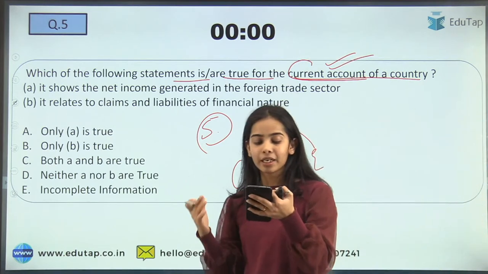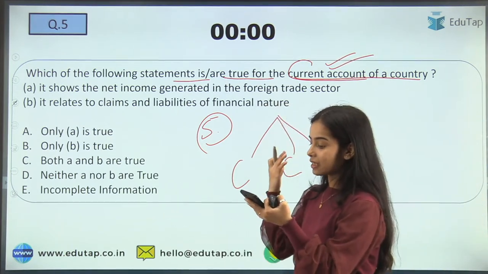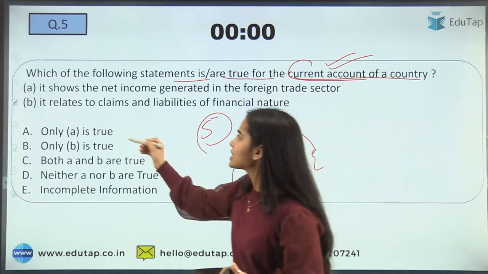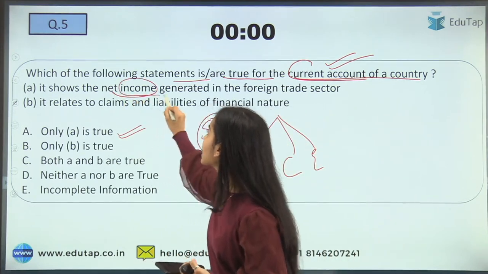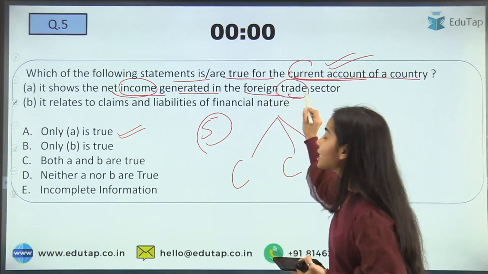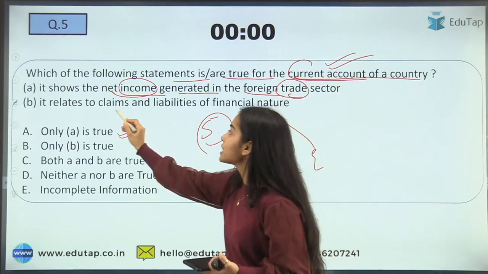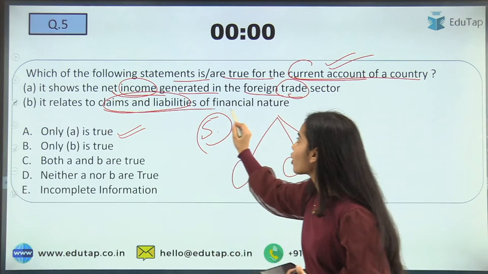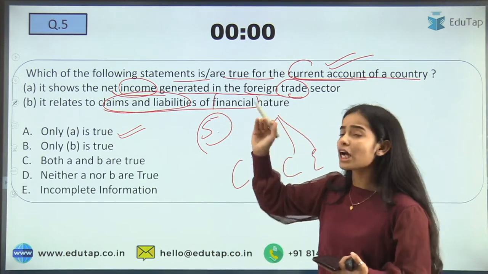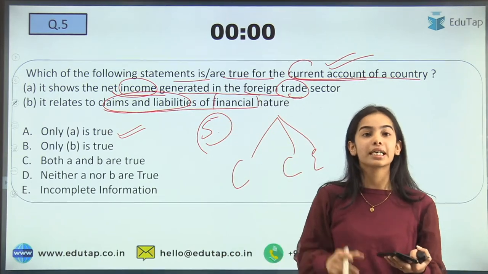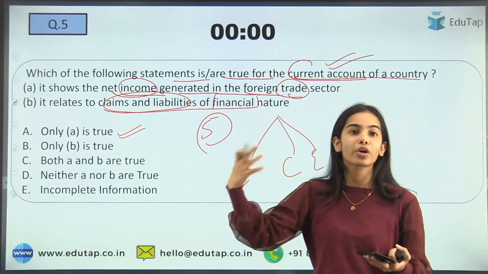Again, Rishabh has said the right answer, Mehek, Nilesh, Anukma. Well then you guys, this is the right answer. It shows the net income generated in the foreign trade sector. The capital account tells you about the claims and liabilities of financial nature, that is, how much borrowings are there, how much investment is there.